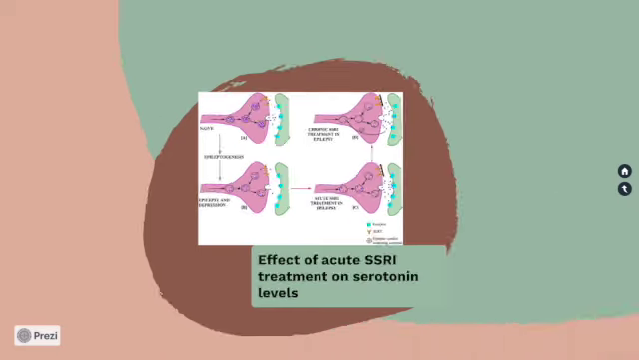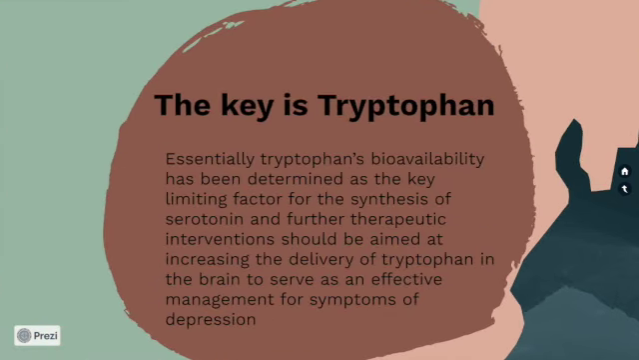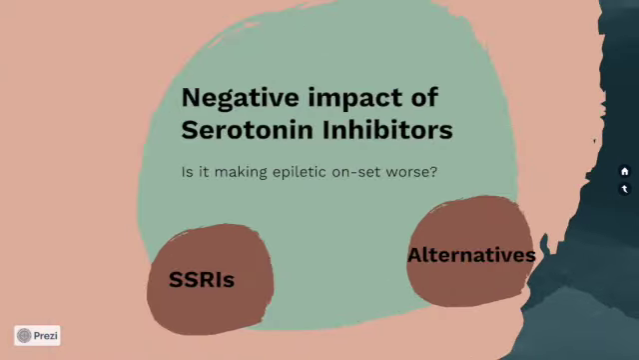So how do we fix that? The key is tryptophan. Essentially, tryptophan's bioavailability has been determined as the key limiting factor for the synthesis of serotonin, and further therapeutic intervention should be aimed at increasing the delivery of tryptophan in the brain to serve as an effective management for symptoms of depression.